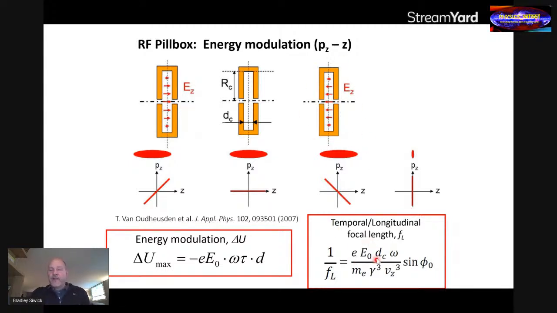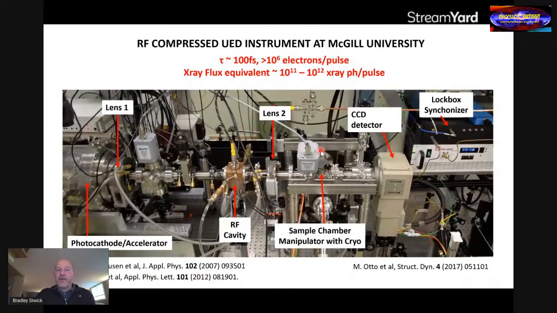By adjusting the electric field strength in the cavity and the frequency, you can change the temporal focal length of this element, and what you have is effectively a temporal lens, for the re-temporal focusing of these space charge broadened pulses. This provides you access to a high time resolution electron scattering instrument that contains many electrons per pulse.